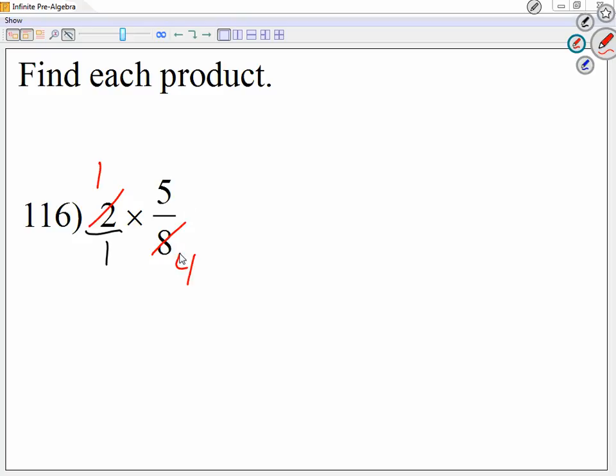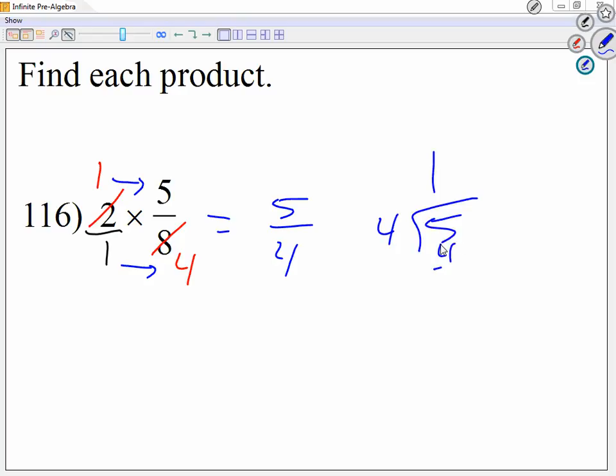Right, I made them smaller. Now I'm just going to multiply straight across. On the top I get 1 times 5. At the bottom 1 times 4. I have an improper fraction, so divide. 4 into 5 goes in 1 time. My remainder is 1. So I'm going to say 1 over 4. Like I said, you can just multiply straight across. You can simplify some numbers. Any questions up until 120?